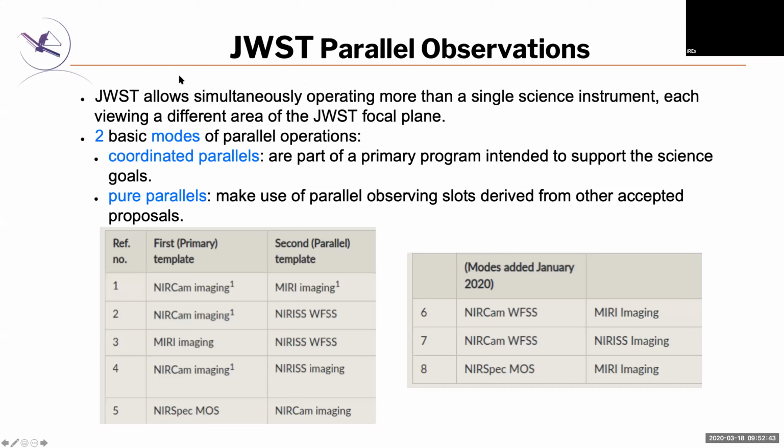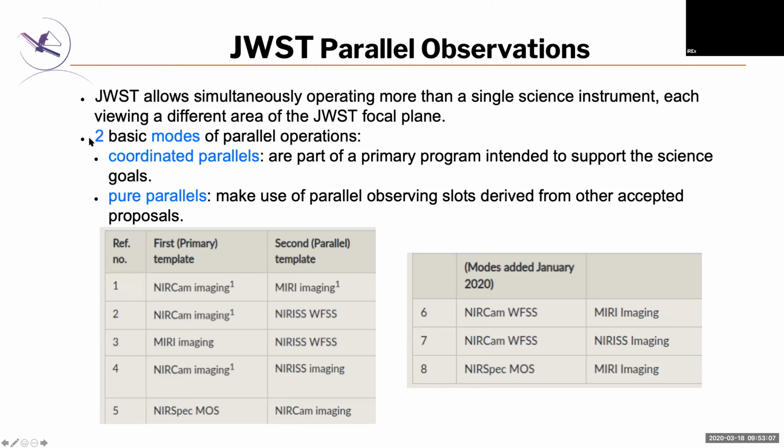Good thing is that James Webb allows parallel observations to be more efficient. So there's a few offered parallel modes, and not all possibilities are offered. Keep in mind that two instruments cannot, of course, observe the same target at the same time because they are at different positions on the field of view.